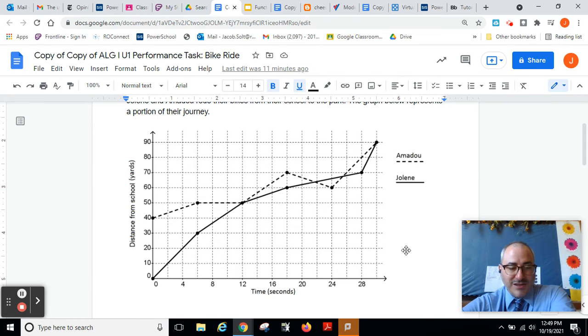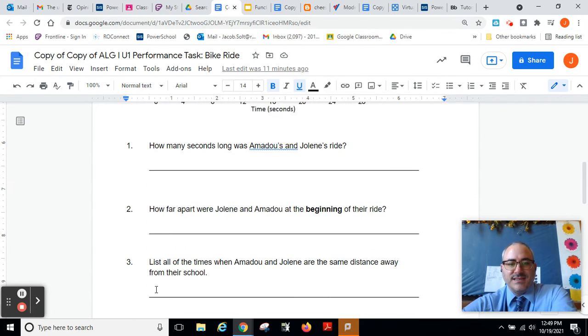All right, you unpaused me, hopefully, maybe. All right, how far? Well, Jolene's distance from the school was 0. She was at the school. Amadou's distance at the start was 40 yards away. So the distance that they started, a 40-yard difference. If you think about that, a football field, 40 yards distance. So how far apart were they at the beginning? Well, 40 minus 0 is 40. So 40 yards away at the beginning of their ride. Maybe you want to pause me here.